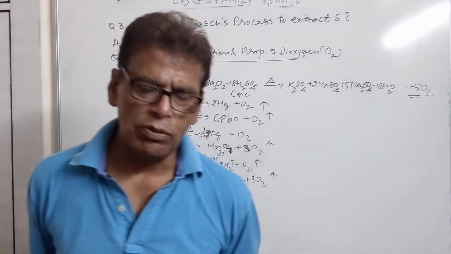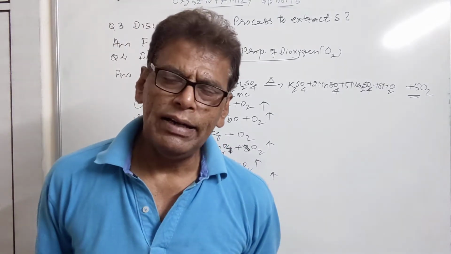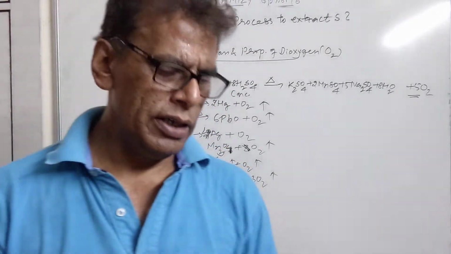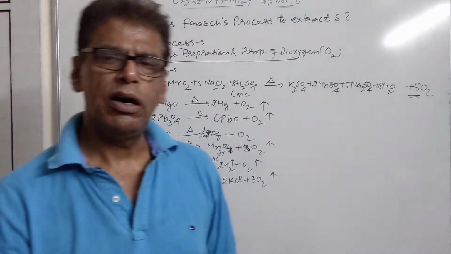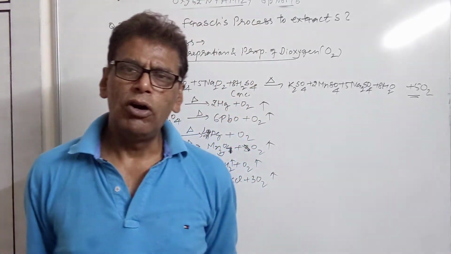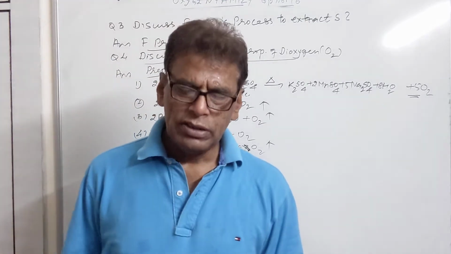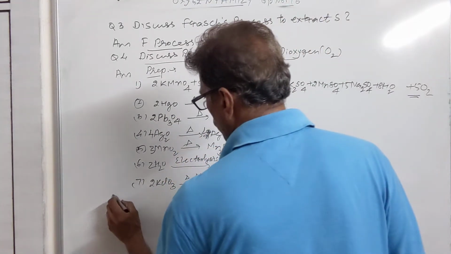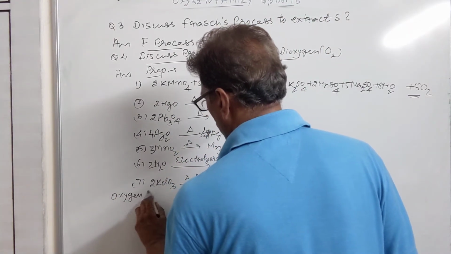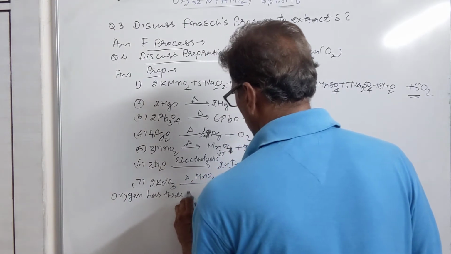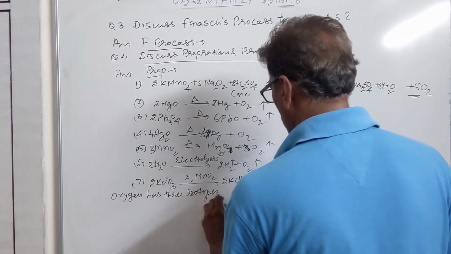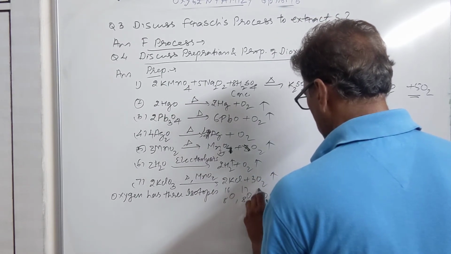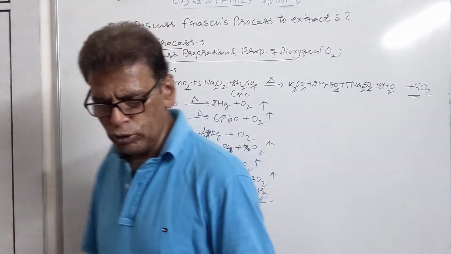Now what are the physical properties of oxygen? It is a colorless, odorless, tasteless gas, slightly soluble in water. About 30 cc of oxygen dissolves in about 1 liter of water. This is the dissolved oxygen on which marine life survives. Then we have isotopes of oxygen. Oxygen has 3 isotopes. They are O-16, O-17 and O-18. These are the isotopes of oxygen.